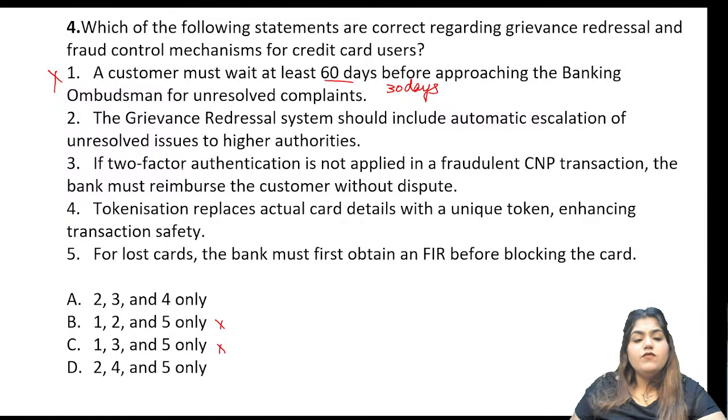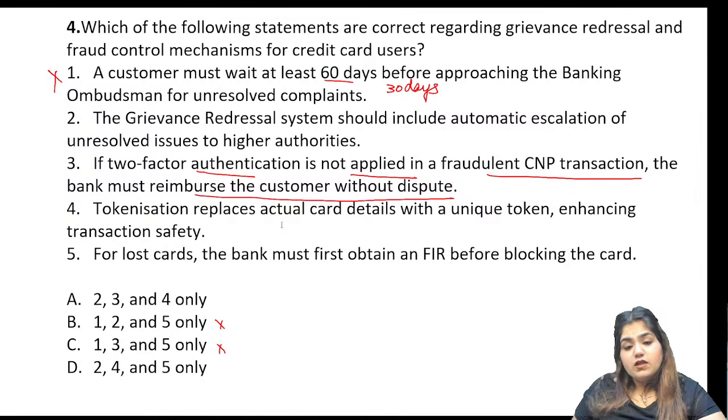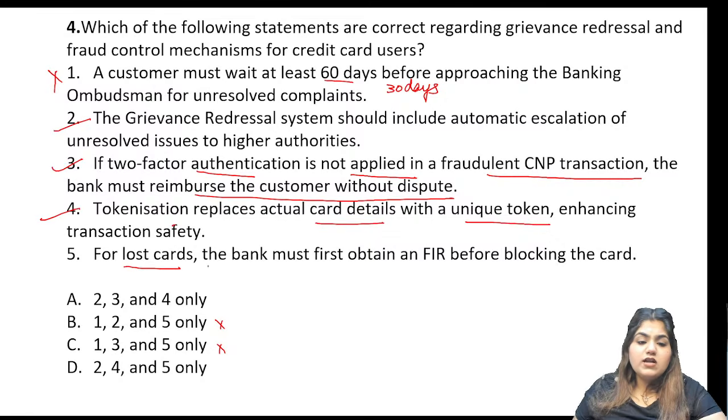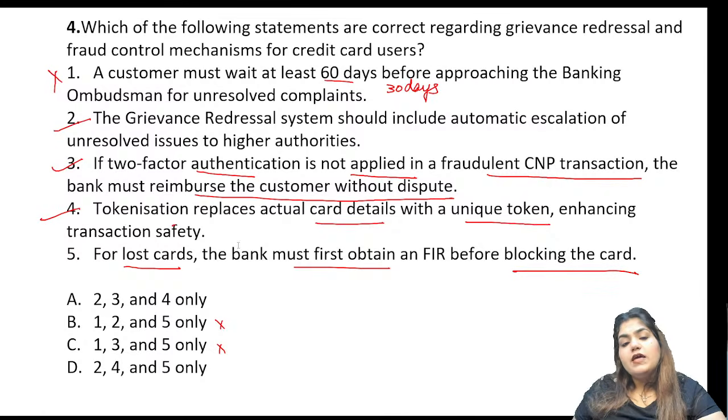Let's see 3. If two-factor authentication is not applied in the fraudulent transaction, the bank must reimburse the customer without dispute. Yes, the bank must. Statement number 3 is correct. 2 is correct. Tokenization replaces actual card details with a unique token. Yes, it does. For lost cards, the bank must first obtain an FIR before blocking the card. No, we first block the card. First we block the card, and FIR is just a formality which we follow afterwards. Statement number 5 is incorrect. 2, 3, 4 are correct. A is the correct answer.